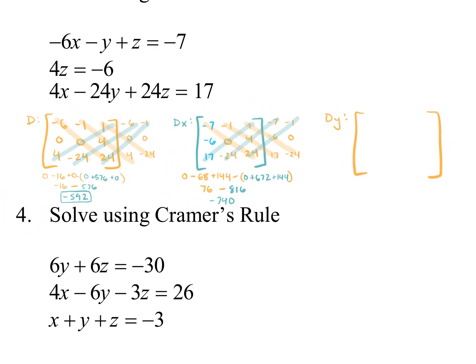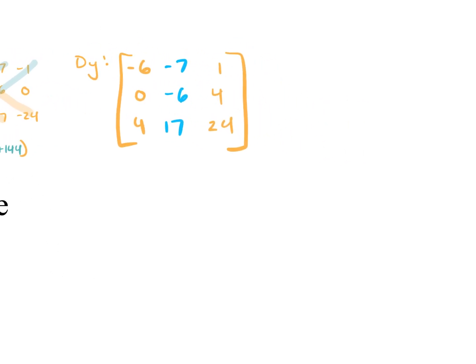So the x and the z column are going to stay the same as the original. So 6, 0, 4, and z was 1, 4, 24. And then the answers are going to go into the y column: negative 7, negative 6, and 17. I'm going to rewrite my first two columns on the outside. Negative 6, 0, 4. Negative 7, negative 6, 17.